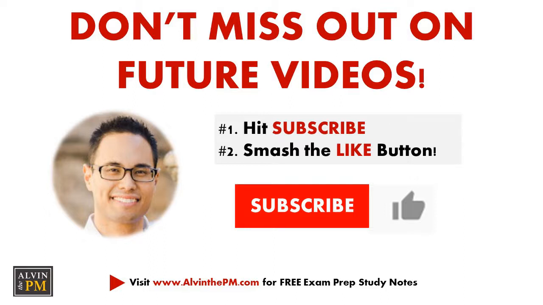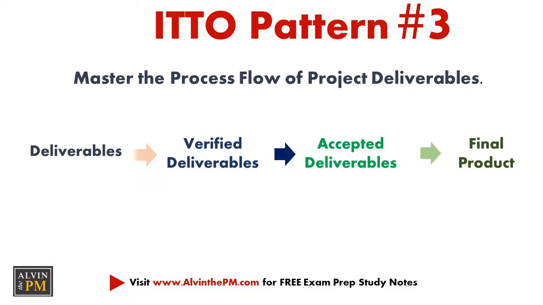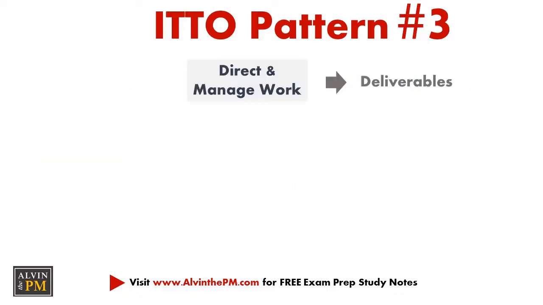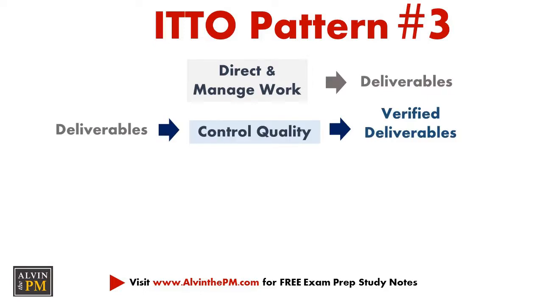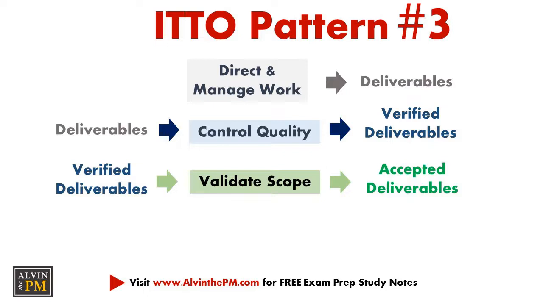On to our next pattern. Pattern number 3. Make sure you understand the flow of deliverables and how these become verified, validated, and accepted, and ultimately form the final product. The project deliverables are first created while you're directing and managing the project's work. These deliverables are then verified as a result of control quality, and afterwards, the verified deliverables become validated by the customer during validation of the scope and become formalized into accepted deliverables.